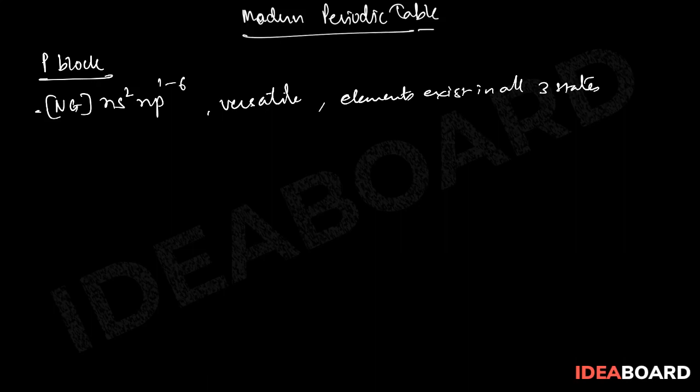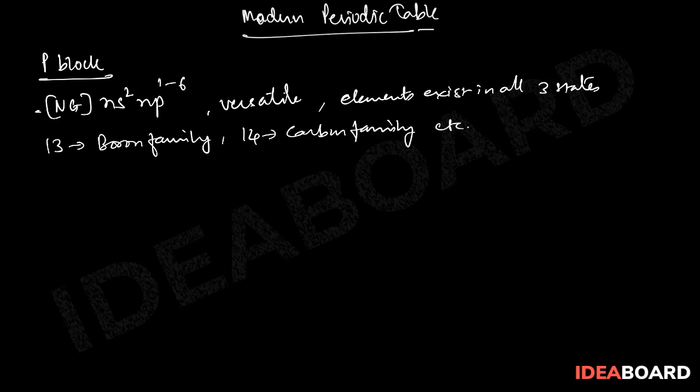And there are different families: the 13th group is called the boron family, then the 14th group is called the carbon family, then similarly we have the oxygen family, nitrogen family, halogens and noble gases. So this comprises P block. So the next block which you are going to see is D block.